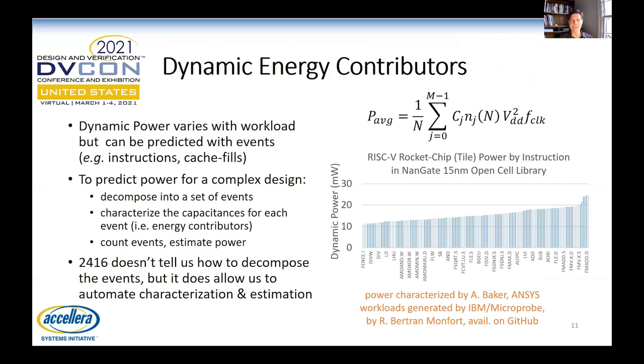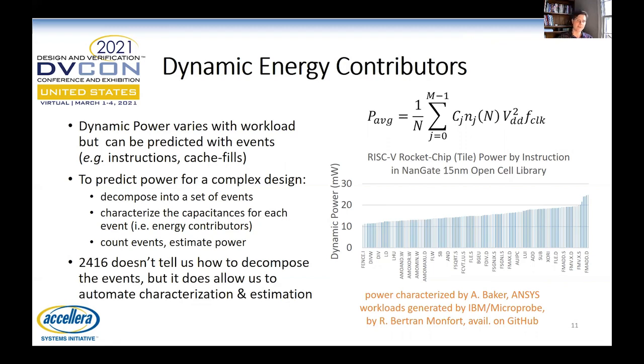So if I want to accurately predict the dynamic power for my CPU, I need to decompose the power into a set of events, and then characterize the amount of switched capacitance for each one of those events, represented by Cj in this expression. Then to estimate the power, I just need to count the number of events Nj, little n sub j, over a number of cycles, capital N. And then I can predict the dynamic power using this expression.